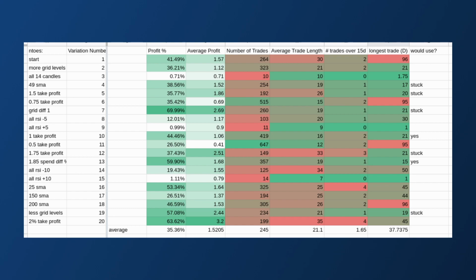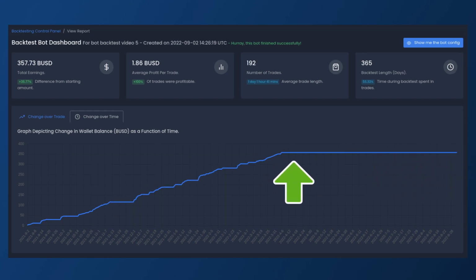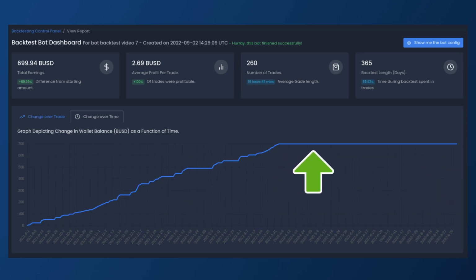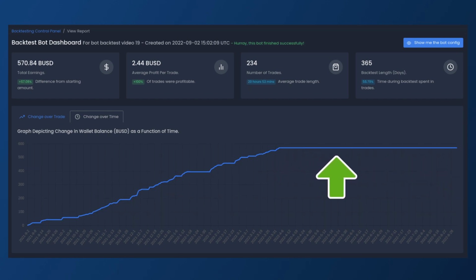However, this is what their change over time graphs looked like. The very long flat lines in the graph indicate that the bot got stuck in a trade and never got out. This is the last factor you should look out for. We do not want this. As much as the data points to the bot performing well, getting stuck makes your money stand still until the bot exits the trade. You want consistent trading.